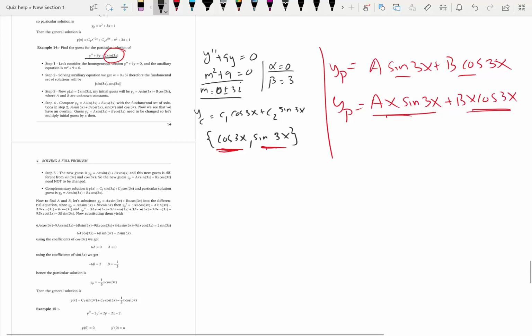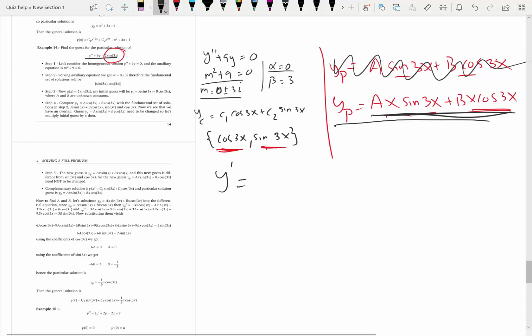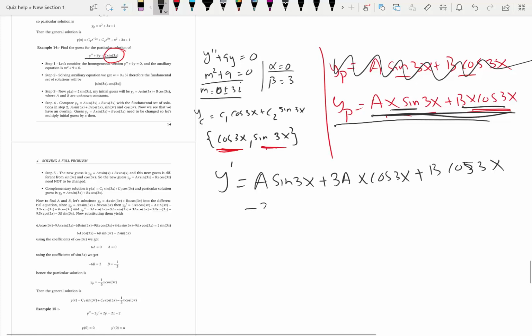Now what do we do? Well, we have to substitute this into the differential equation, but first find y prime and y double prime. First the derivative of this new guess, because we don't need the old guess. Let's scratch it out. Now you have to apply the product rule to differentiate here. Because we have x times sine 3x, if you differentiate x, it will be a sine 3x. Now if you differentiate sine 3x, it will be 3ax cosine 3x. Good. Now if you differentiate x here, it's b cosine 3x. Now if you differentiate cosine 3x here, it will be negative 3bx sine 3x.